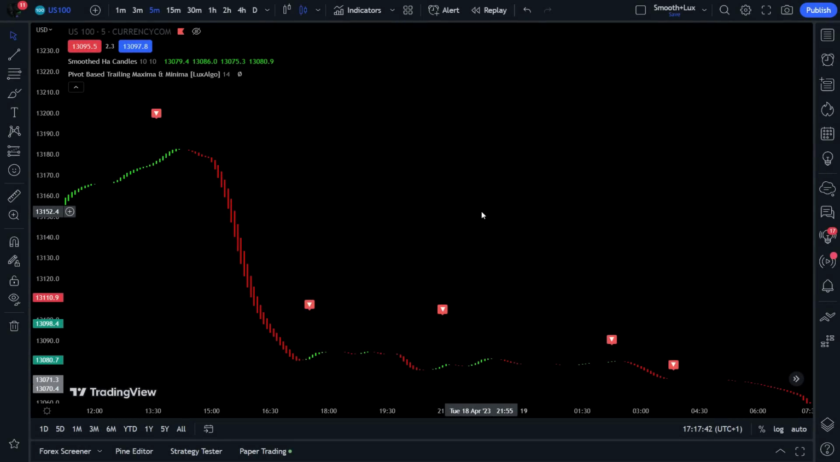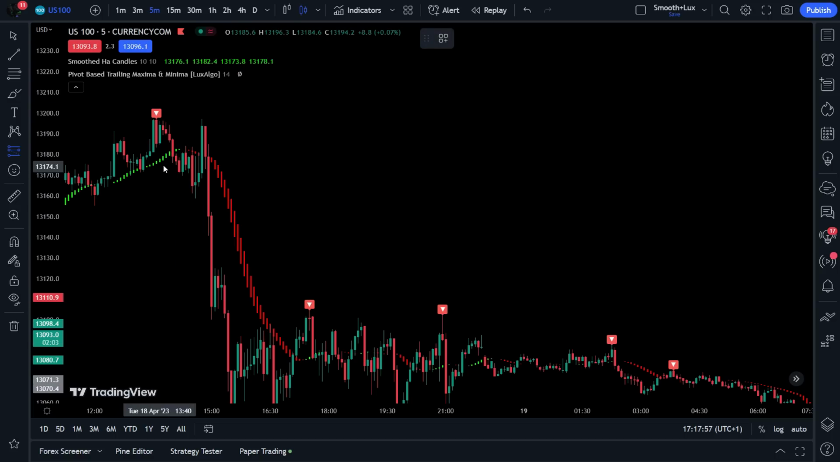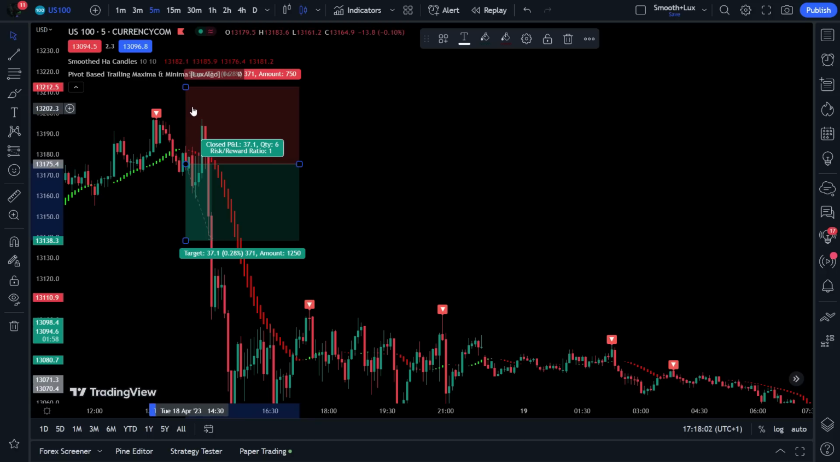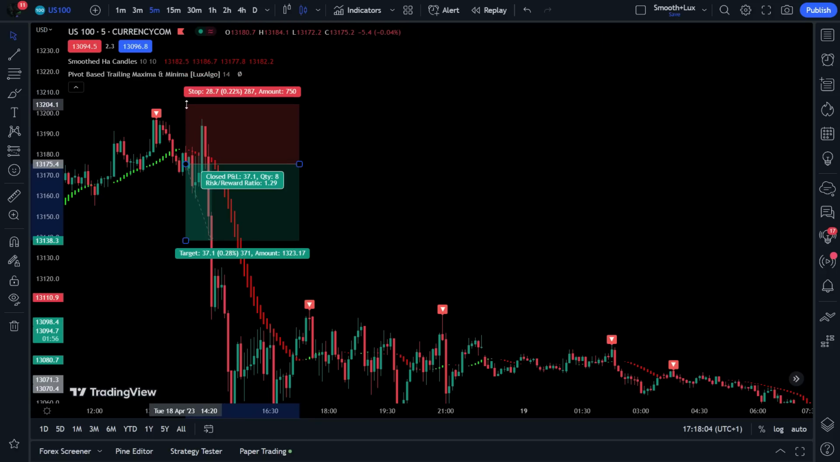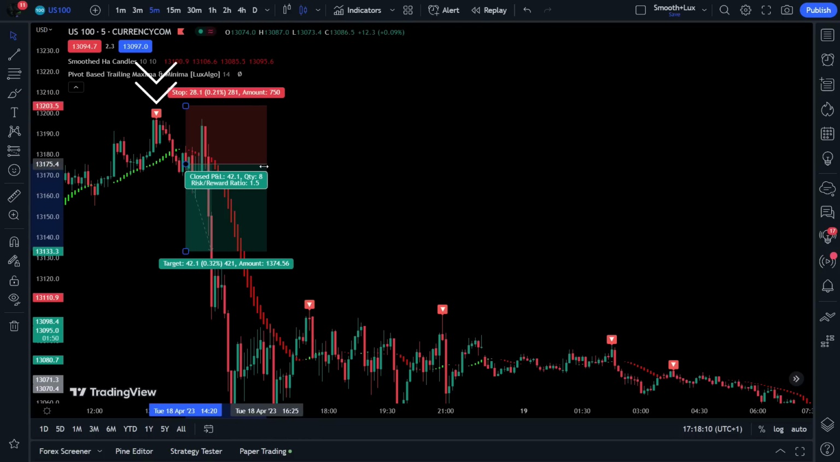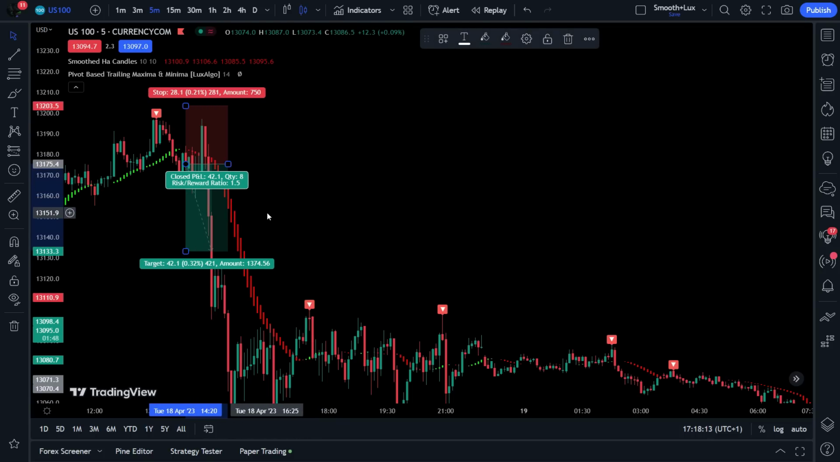Our requirements for short positions are as follows. First, we must have a red signal given by the pivot-based trailing indicator. Secondly, the Smoothed Heikin Ashi candles must be red and downtrending. If both requirements are met, we can take a short position. Don't forget, if there is a blue pivot signal given before our Heikin Ashi candles turn red, we cannot take a trade. But here, our signal is valid. So we set our stop loss at the recent red signal, and we target a risk-to-reward of 1 to 1.5.